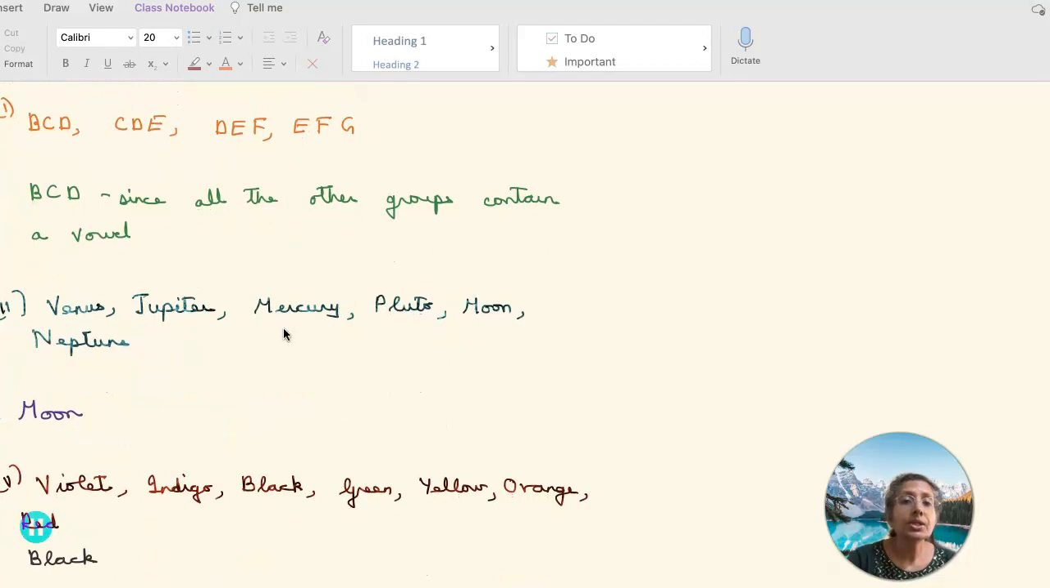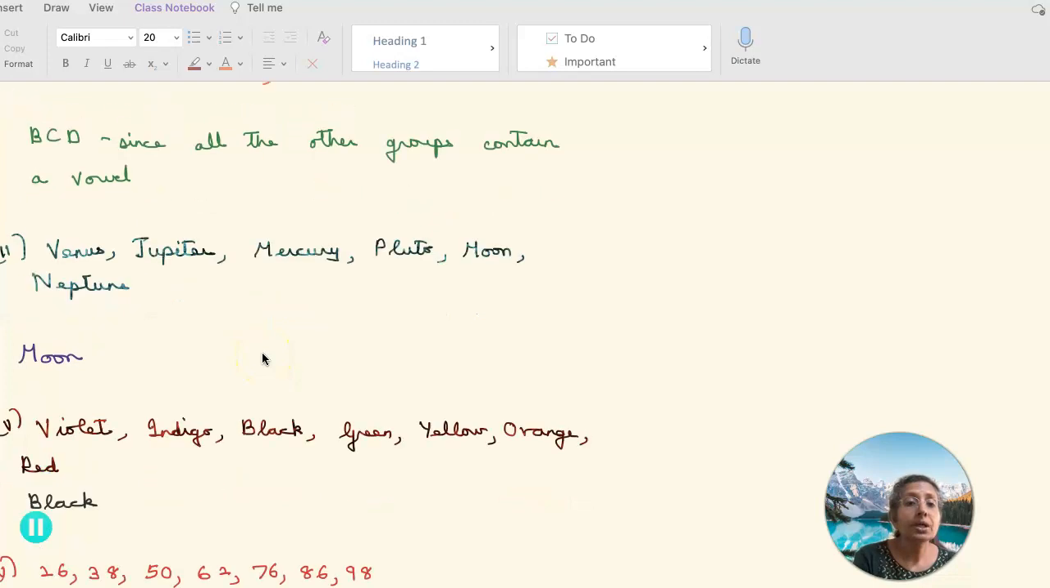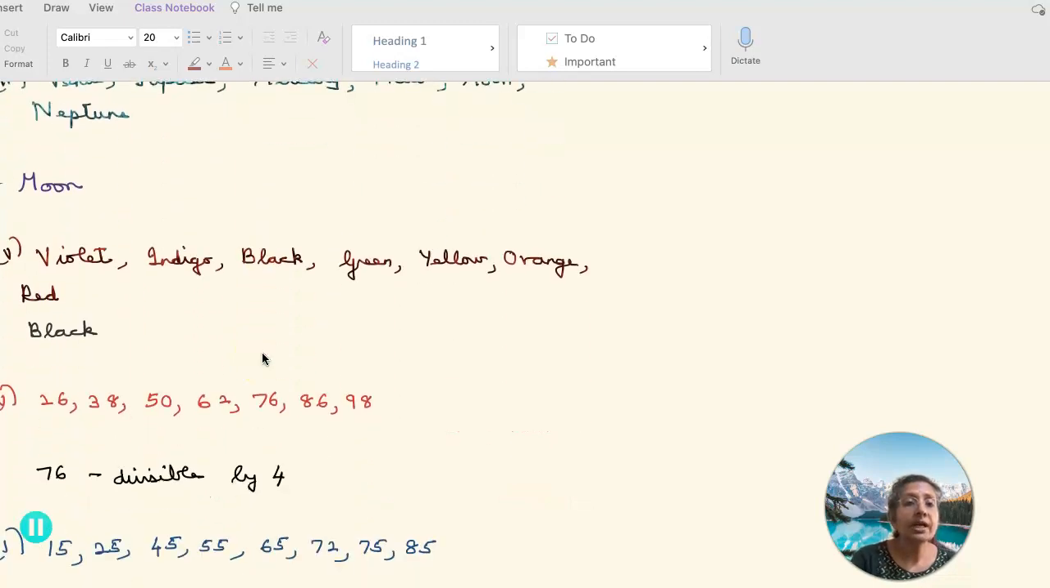The next one is easier: Venus, Jupiter, Mercury, Pluto, Moon and Neptune. So it is Moon because it's not one of the planets which we normally talk about. Then we have the colors: violet, indigo, black, green, yellow, orange and red. So it's black because it's not one of the rainbow colors. The rainbow colors are VIBGYOR.